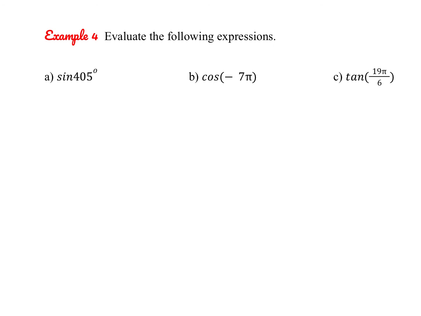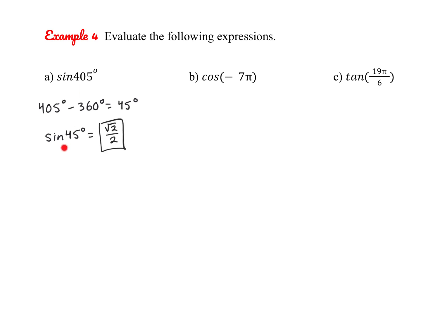So if you look at this first one, we have the sine of 405 degrees. So when I'm working with a larger angle like this, I'm always going to start by simply finding a coterminal angle because they do act exactly the same. The sine of 405 degrees is exactly the same as the sine of 45 degrees. So we're really just finding the sine of 45 degrees, which is simply going to be root 2 over 2.